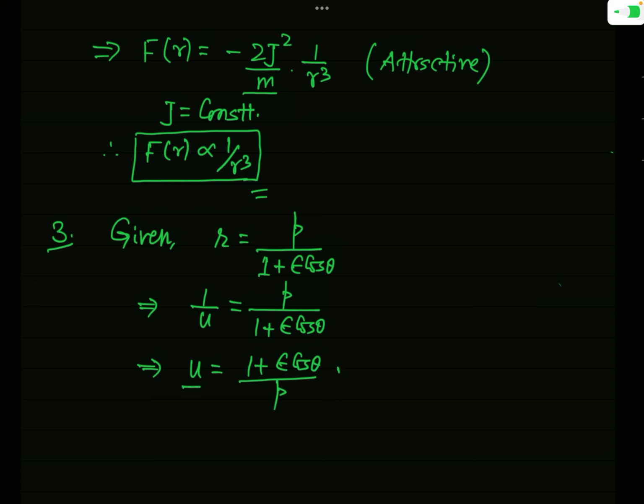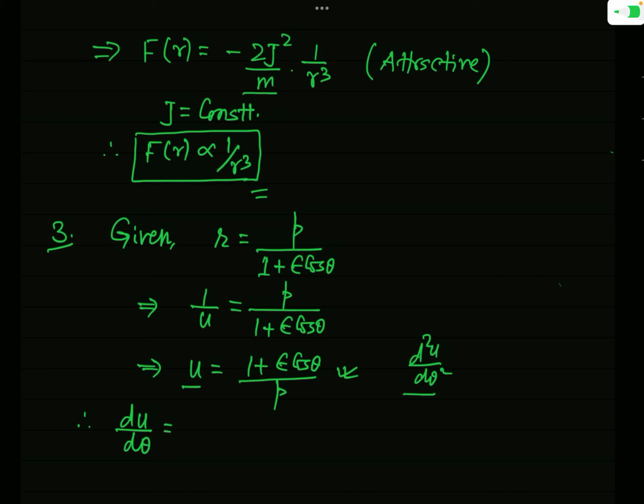First one is u, which is already defined here, and another is d2u/dθ². We need these two quantities. So let us now try to find the second order derivative of u with respect to θ. From this equation you can see, first of all we will find du/dθ.